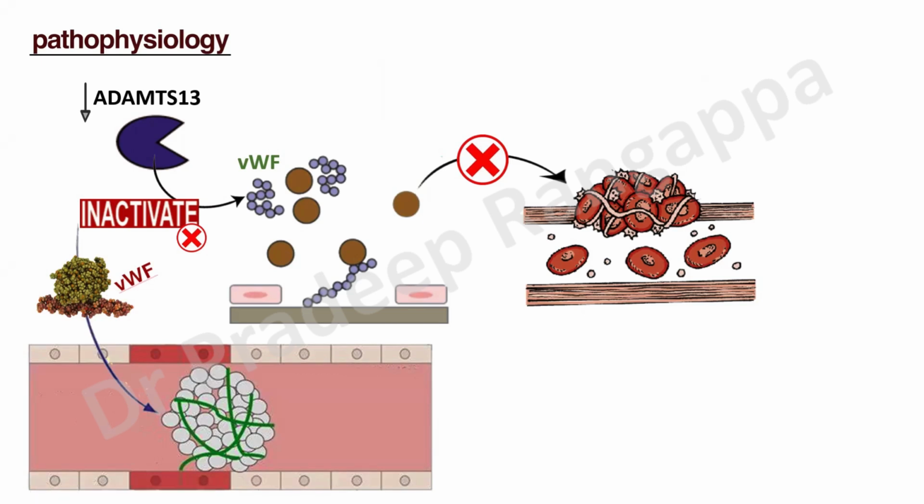There is a lot of microthrombi formation because von Willebrand factor is not cleaved, and it all attaches to the platelets and forms a platelet-based clot within the circulation. This is the clarity that every intensivist should have as to what happens in TTP.